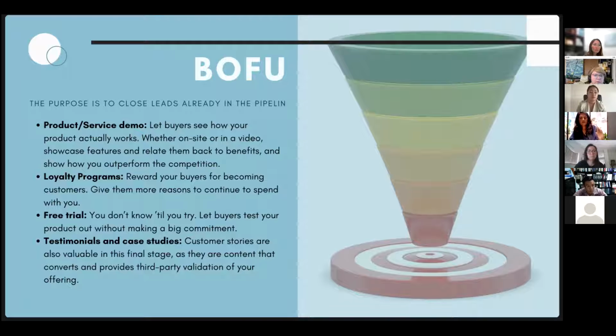So of course, first and foremost, maybe a product or service demo. Let buyers see how your product actually works. Whether it's on-site or in a video, showcase features and relate them back to the benefits. Show how you are outperforming your competition. Next is loyalty programs. Reward your buyers for becoming customers. Give them more reasons to continue to spend with you.